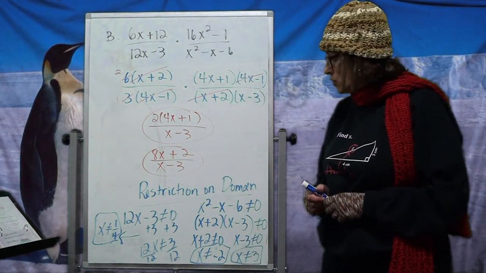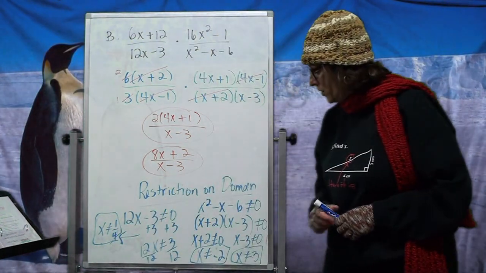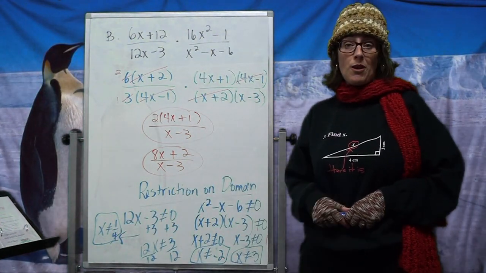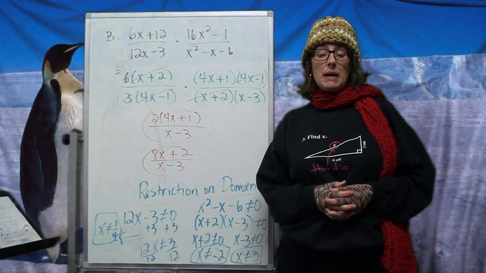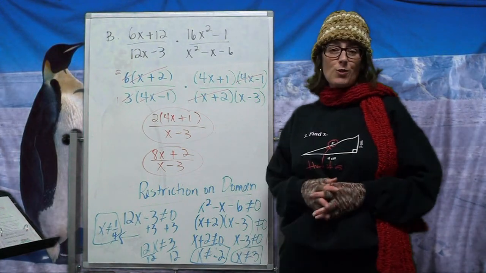So my restriction on my domain is that x had better not be a 1/4, it had better not be a negative 2, and it had better not be a 3. So hopefully that helps with the idea of multiplying fractions and looking at the restriction of the domain.